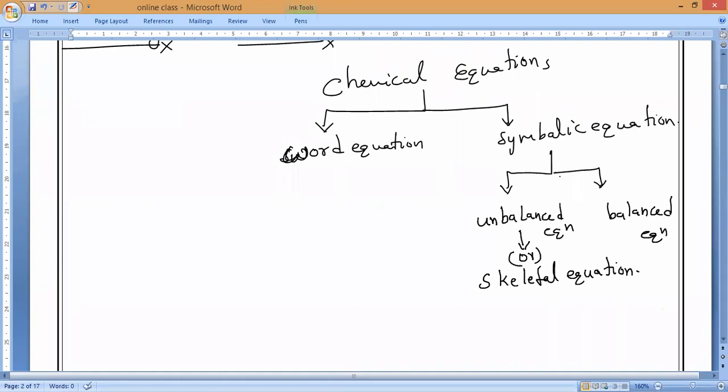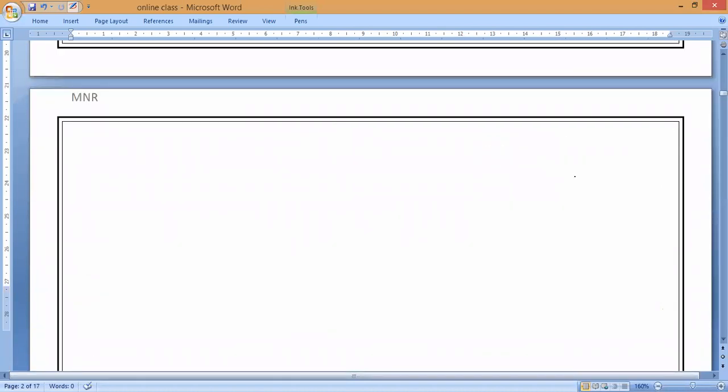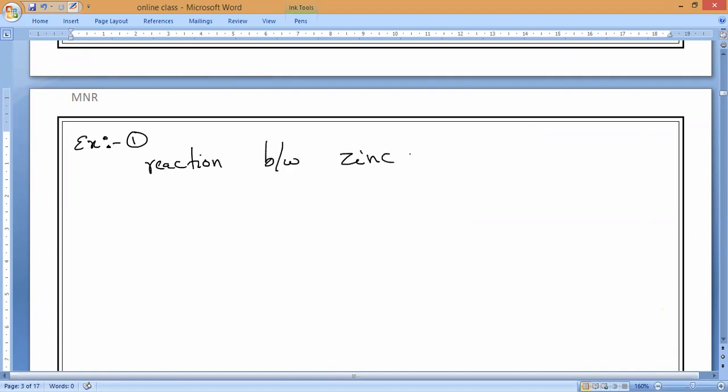Is it okay, everybody? Please respond. So now let us see. If you notice, first of all, writing a chemical equation. Let us take the well-famous equation of zinc and dilute sulfuric acid. Example number 1, which we already know: the reaction between zinc and dilute sulfuric acid. Understand?